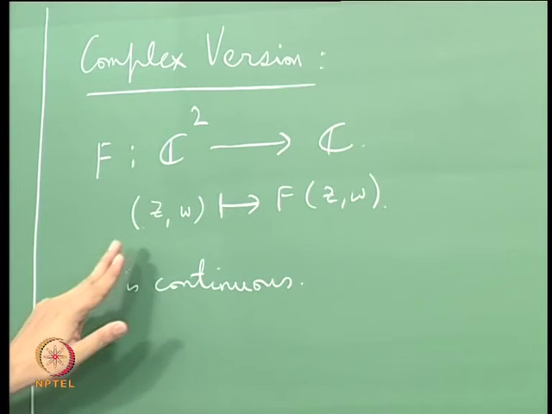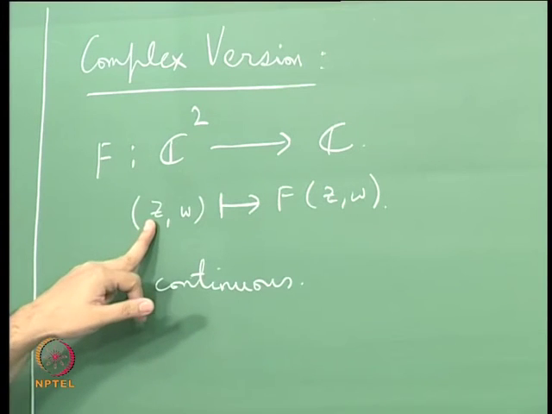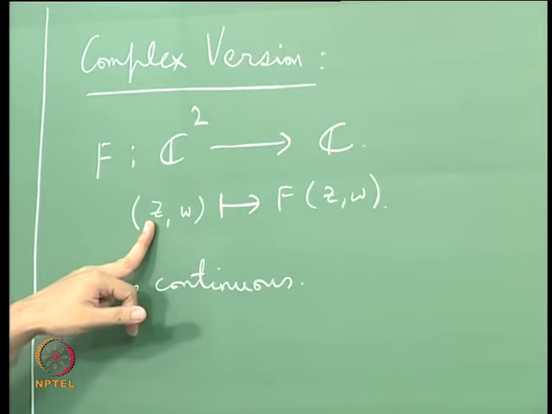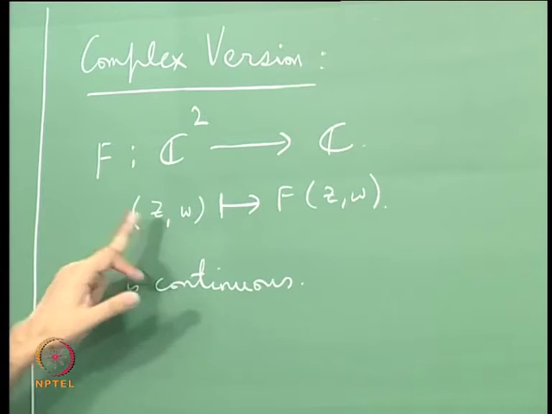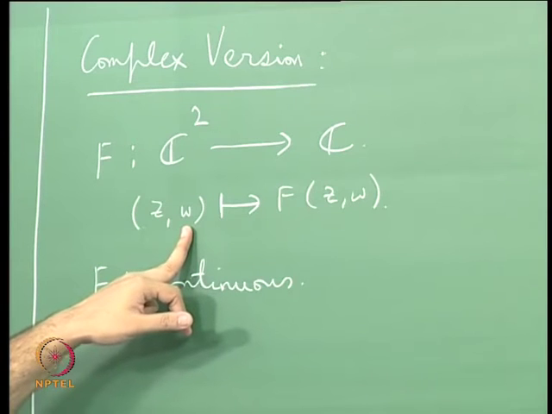So this is stronger than saying that for every z fixed, F of z comma w is a continuous function of w, and for every w fixed, F of z comma w is a continuous function of z.